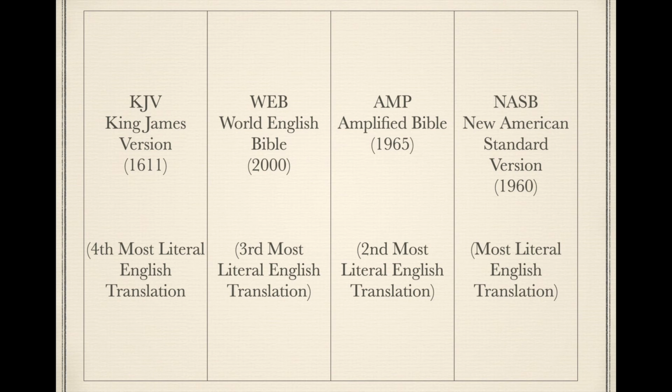Next most literal is the AMP Bible, Amplified Bible. It was created and finished in 1965. It's the second most literal English translation, and the most literal English translation most scholars believe is the New American Standard Bible. It was finished in 1960, and I personally like it too, but it's copyrighted, so I can't use that for this series.